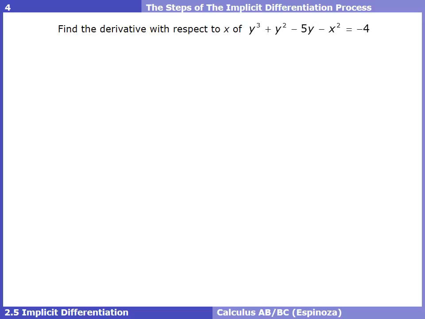So with those examples behind us now, I think we can attempt our first true implicit differentiation problem. I want to find the derivative with respect to x, that's the key here, of the implicit equation y cubed plus y squared minus 5y minus x squared equals negative 4. So you can see right away there's no way you're going to be able to just solve for y and take a derivative the easy way, so to speak.